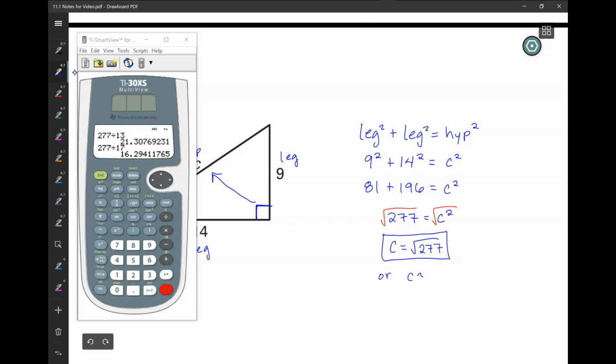Or if I'm asked to write it as a decimal, I just go ahead and type this in. It's about 16.64. I think on the homework it just asks for the nearest tenth. Those are just two different ways of writing the same number. The square root of 277 and 16.6 are the same number, just two different ways of writing it.